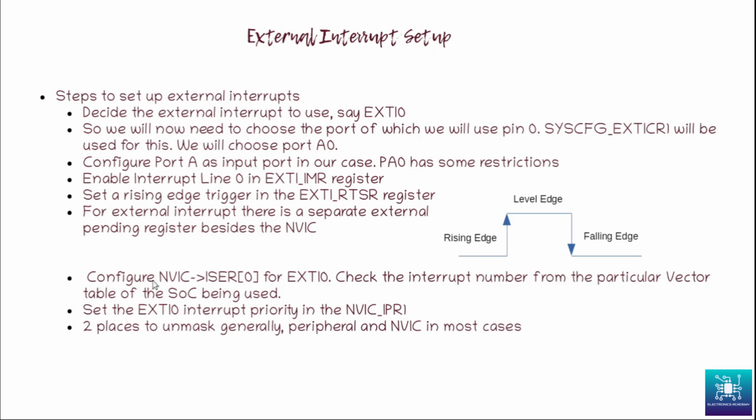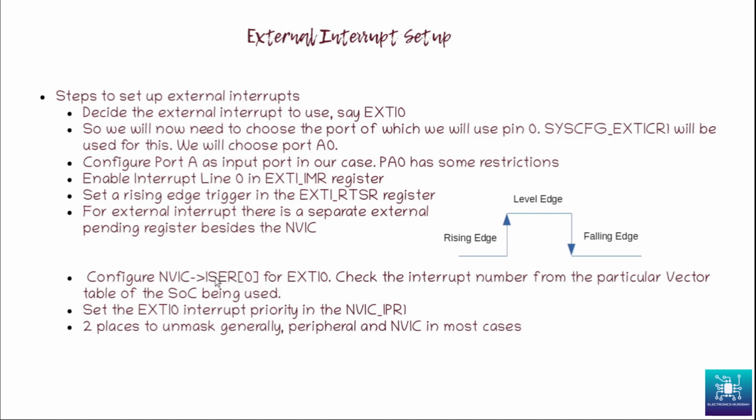After that, we need to configure the nested vector interrupt controller ISER 0 for EXTI. That is, we have to enable EXTI there, besides unmasking it in the EXTI IMR, two places. And of course, we need to check the interrupt number from the particular vector table for the SoC being used. So here in the NVIC ISER 0 for EXTI 0, it is actually interrupt number 6. So we have to go to this particular register and set interrupt number 6.